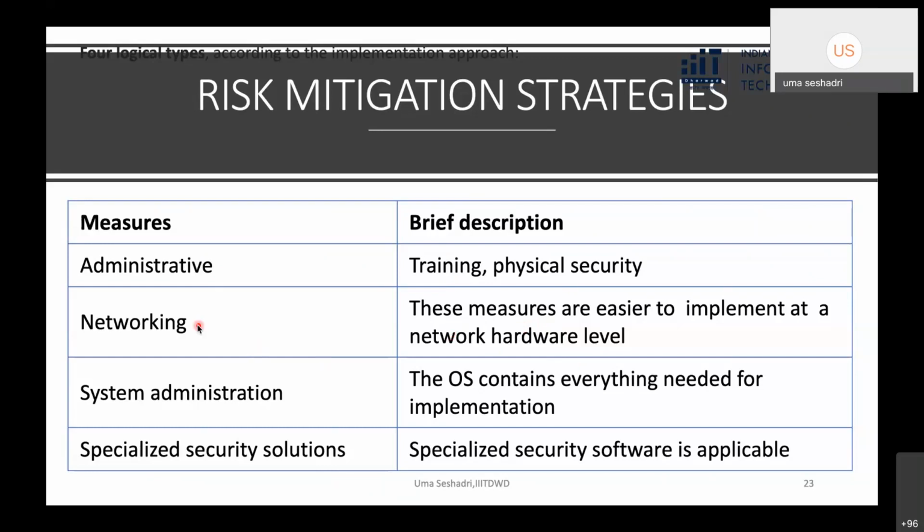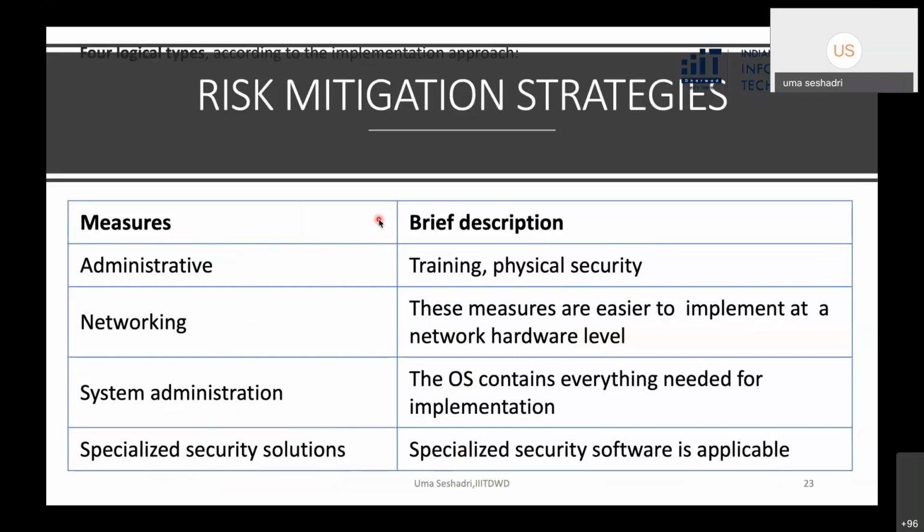So you can always measure various protocols: HTTPS, SSH, VPN. There are different ways of implementing measures which can ensure your security layer. At the system administration and OS level, you have to implement what is possible. So you identify what type of interfaces you can establish for the system level. Specialized security: there are certain extraordinary features provided by various vendors.